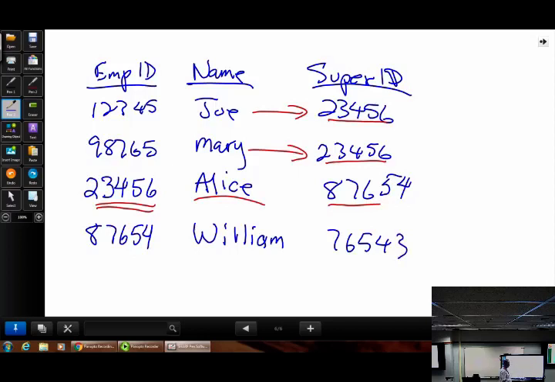who does Alice work for? For William. She works for William because her supervisor ID, 87654, is also William's employee ID. See how this goes? This is one of the coolest relationships, the recursive ones.